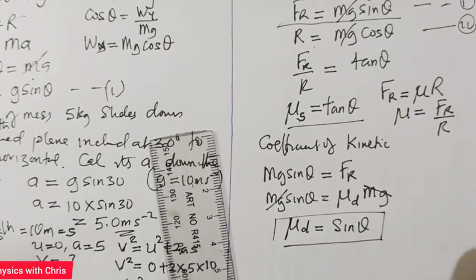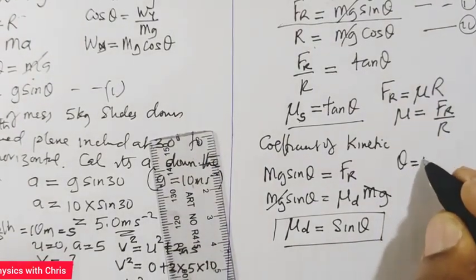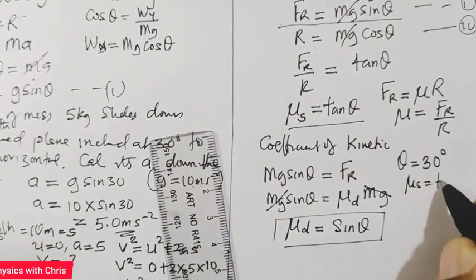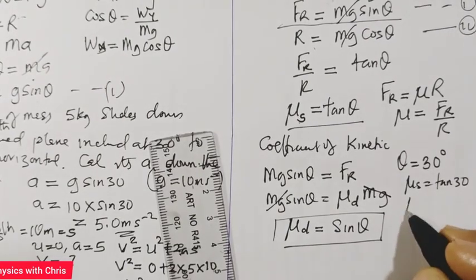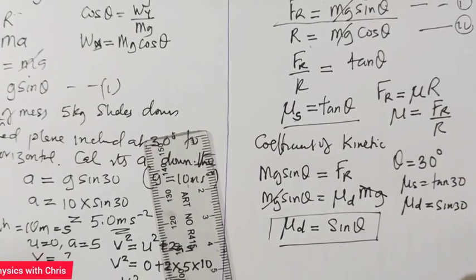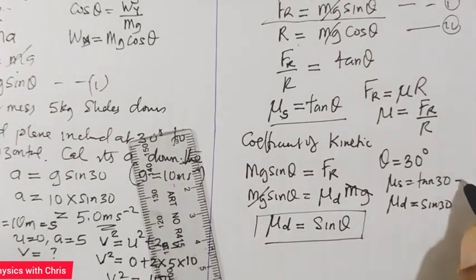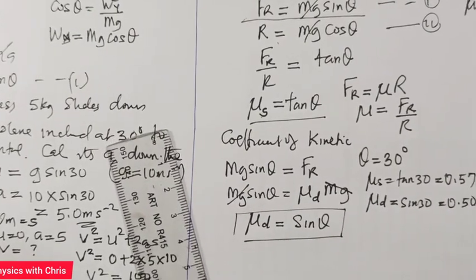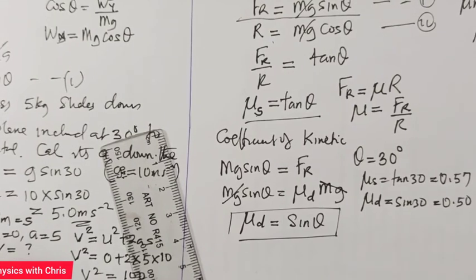Suppose theta is 30 degrees, the angle of inclination of the slope. You can see that the static friction is given as tan 30, and the dynamic friction mu d is given as sine 30. You agree with me that tan 30, if you confirm with your calculator or your four-figure table, is about 0.57, and sine 30 is 0.50. So you can now see, just as I said earlier, that the coefficient of static friction is greater than the coefficient of dynamic friction.